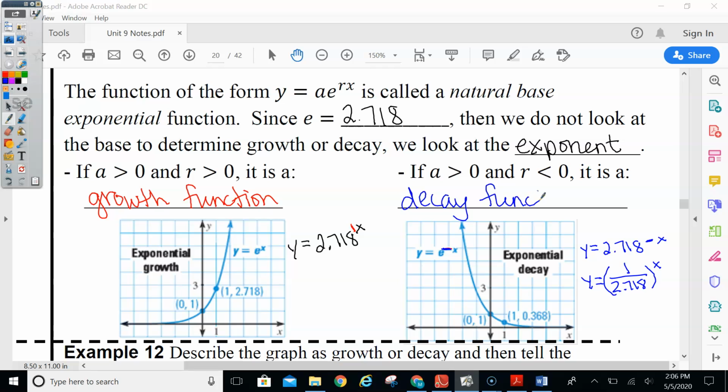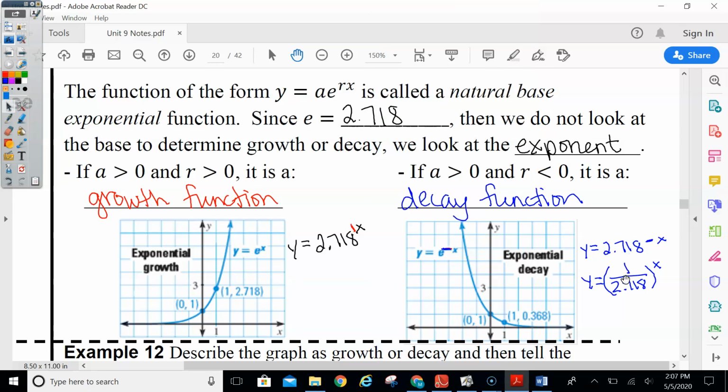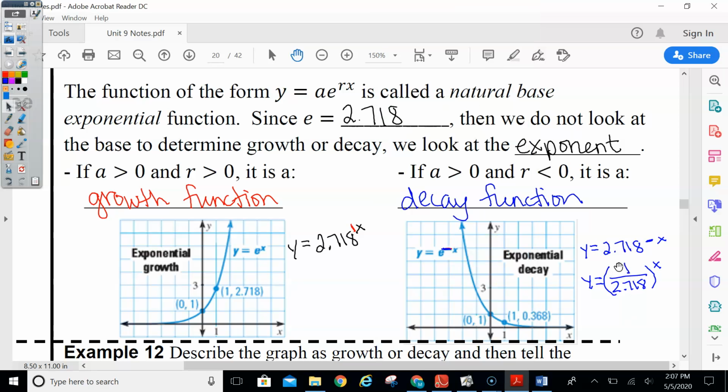I don't expect you to know what the reciprocal is. If you really want to know, you can go type it in. So here, when I do negative x, that means 1 over. So e to the negative 1 is, this decimal for the 1 over is 0.367879. I'm not going to write that, but that's basically what this is. I just know that this is less than 1. So it has to be a decay.